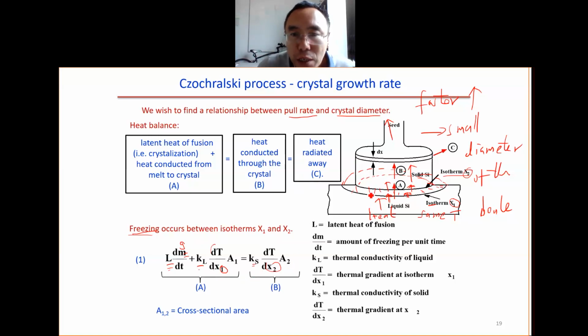But we know that the heat from here to here should be small, because this latent heat is generated here. The temperature gradient here should be small, because even though this part is cold, there is lots of heat generated here. So not much heat flows from here to here. So we can ignore this term. So dm over dt, this term here, dm over dt.